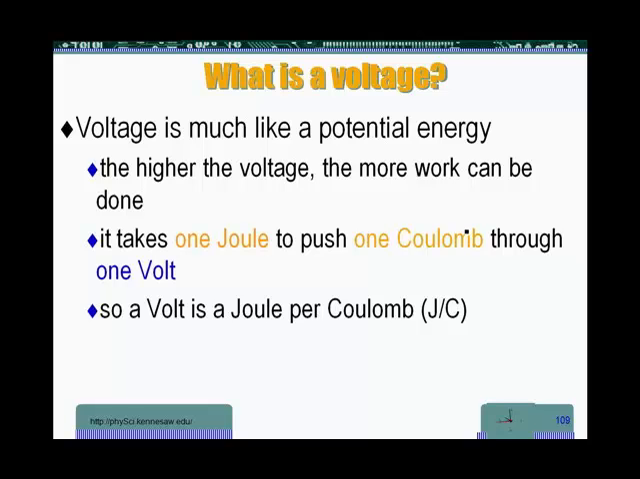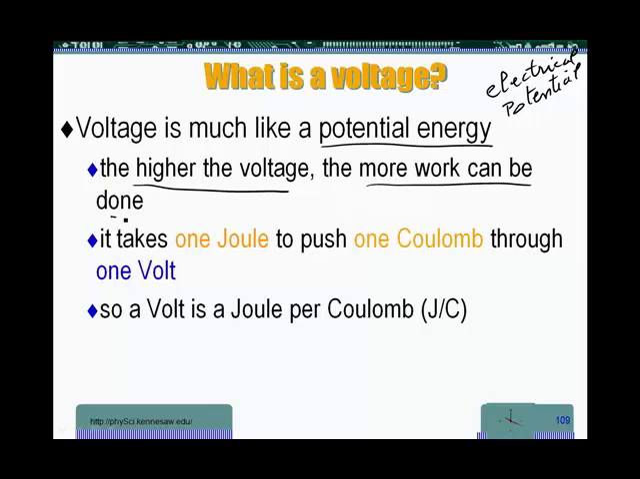Okay, now what's a voltage? We talked about it when we talked about electrical potential. It's very much like potential energy, but it's not potential energy. It's electrical potential, just electrical potential without the energy. The higher the voltage, the more work can be done to move a charge.